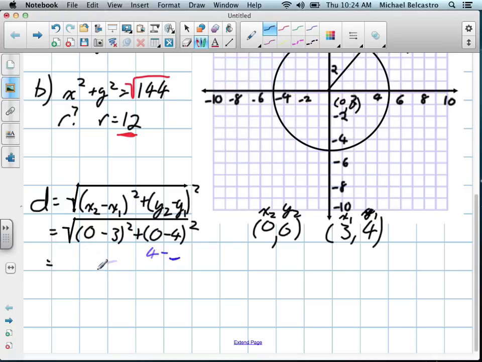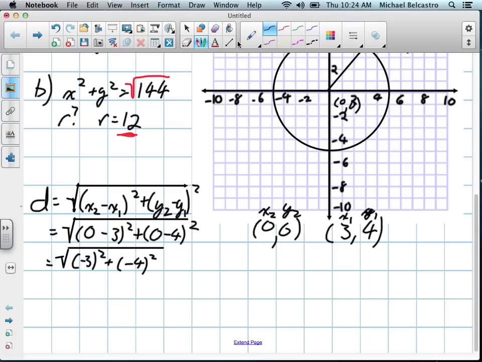Well, what's 0 subtract 3? Negative 3, so we just get the roots of this. So we're going to get negative 3 squared plus negative 4 squared. And if we'd done it the other way, what would the numbers have been? 3 and 4. They just wouldn't have been negative in this case.